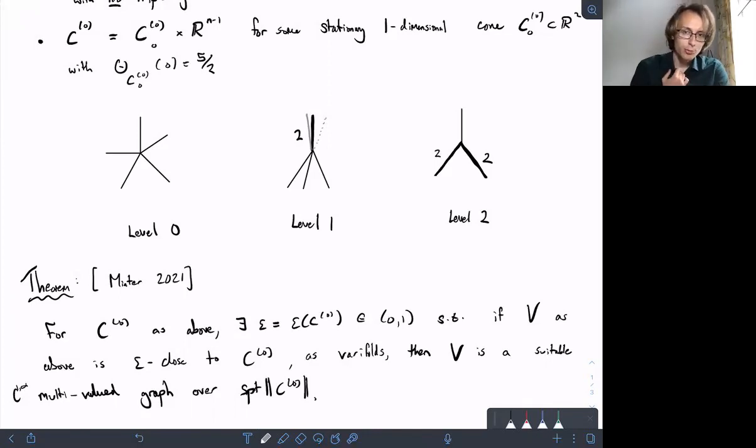So this means that just because you're close to a level 1 cone doesn't necessarily mean that you are a level 1 cone. You can actually be a level 0 cone. And similarly, for level 2 cones, you could be a level 0 cone or a level 1 cone. And so this degeneration property means that we have to take these two cases separately. And this is done essentially via what's called a fine blob procedure.